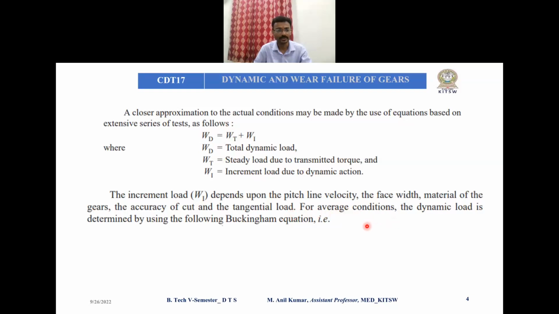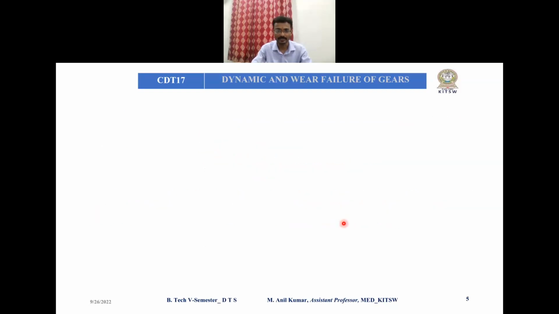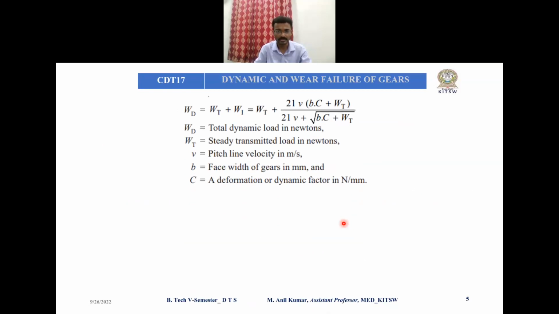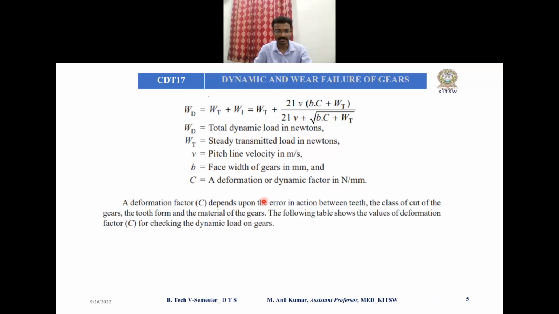For the average condition, the dynamic load is determined using the Buckingham equation. I'll show you the Buckingham equation now. WD is equal to WT plus WI. Here in the Buckingham equation, incremental load is expressed in terms of pitch line velocity, face width small b, and a deformation or dynamic factor called C, capital C. Its units are Newton per mm. So the deformation factor depends on the error between teeth, class of cut, tooth form, and material of gears.